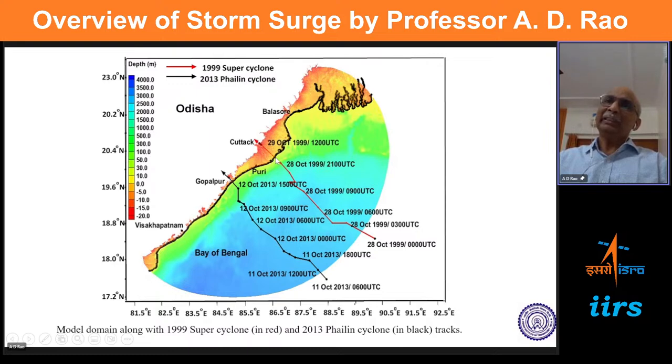The landfall point is in the Mahanadi Basin, but this Phylline cyclone is south of this one. So I considered these two tracks for some reasons, to see how, within the basin and away from the basin, it makes the difference. That's the idea of taking these two cyclones.